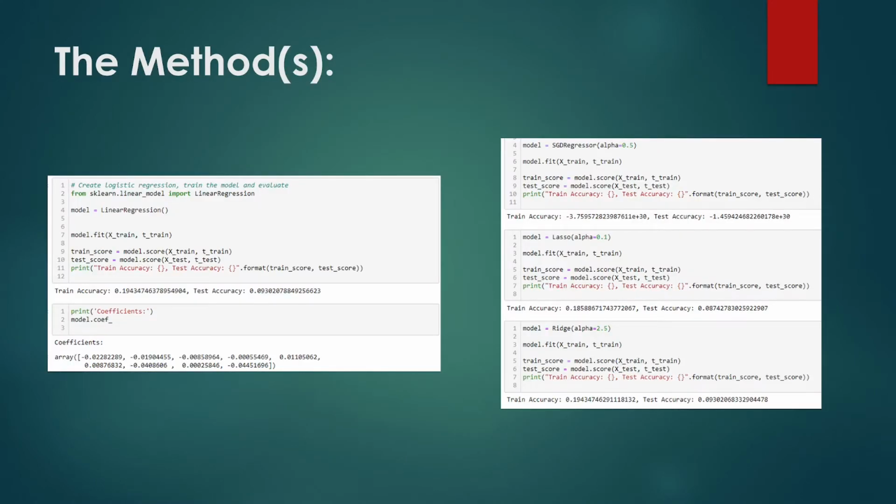The methods. The paper used only linear regression, but I went ahead and tried other regression models as well, including SGD regressor and lasso and ridge. I utilized our train test split method of 80 and 20%, just like we did in the labs.